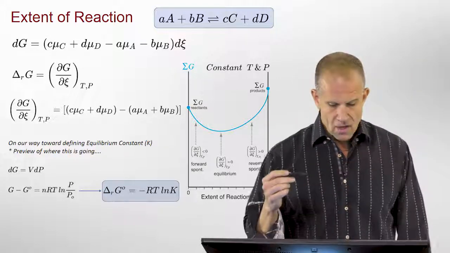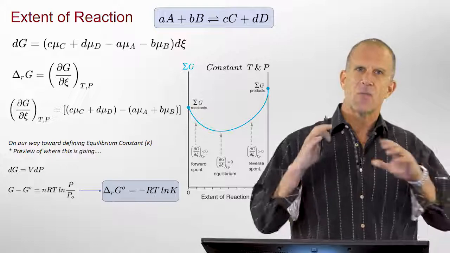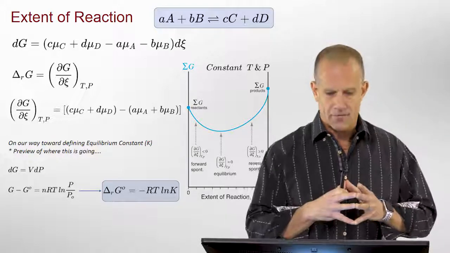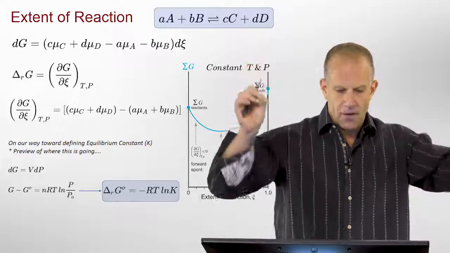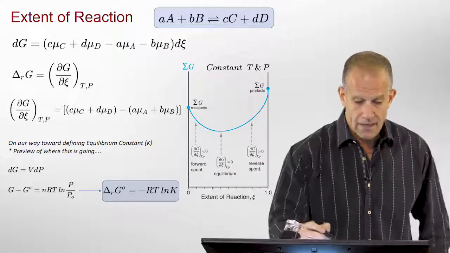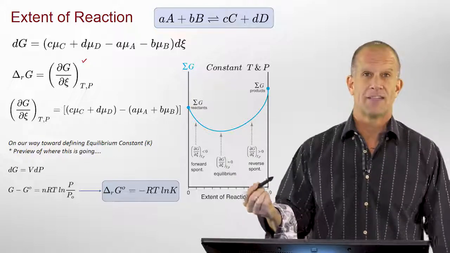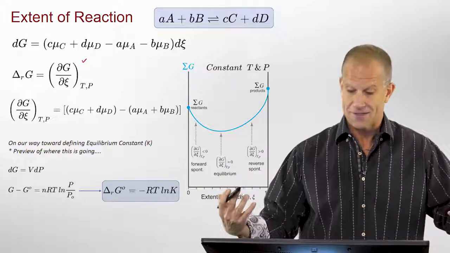And this is one of the driving forces for looking at this extent of reaction, to be able to follow these individual components, right? But now we can say, how does the Gibbs free energy change as a function of the extent of the reaction?